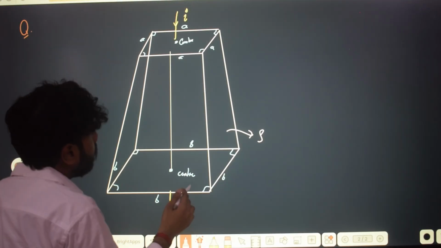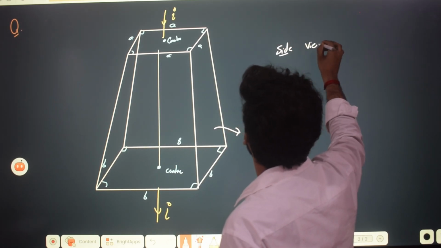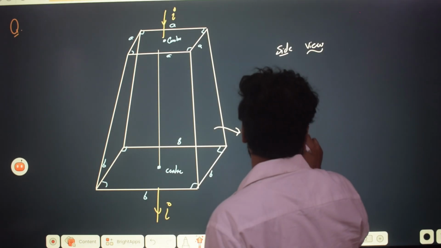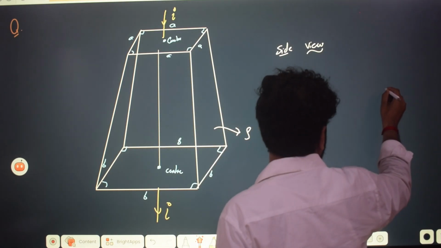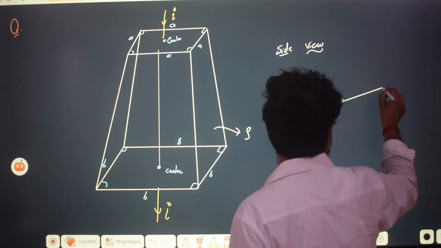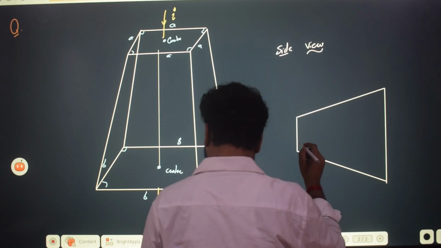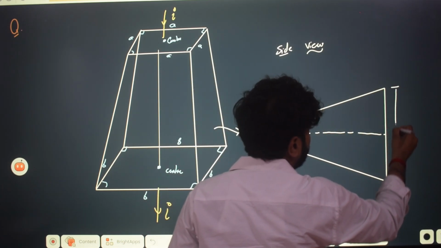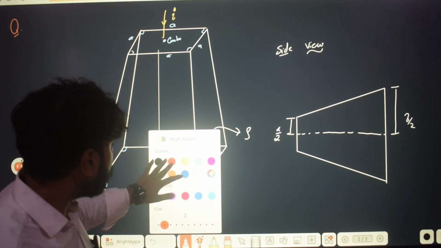I'll give you one hint how to solve this question. See, if you look from the side view, it will just look like this. Imagine that to be centered. It is just like this. So this will be our A by 2, and this will be our B by 2. If you see from the side, I think it is just going to look like this, and you have to find the resistance. And how can we find the resistance using this picture?